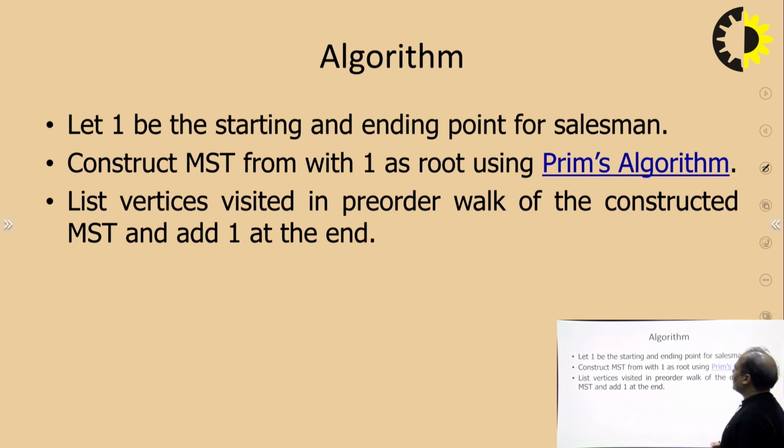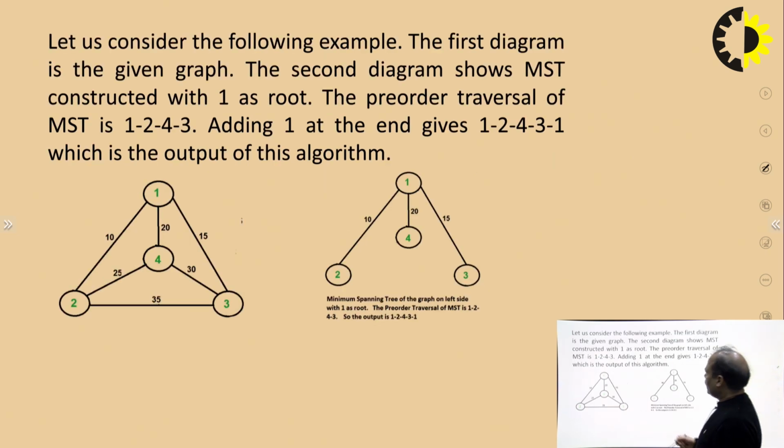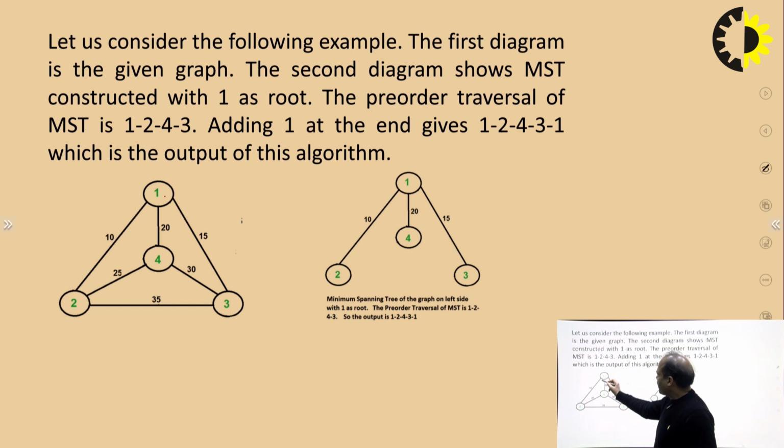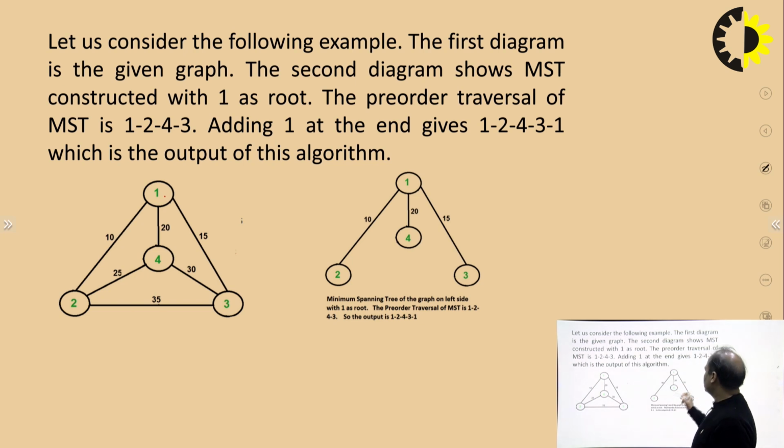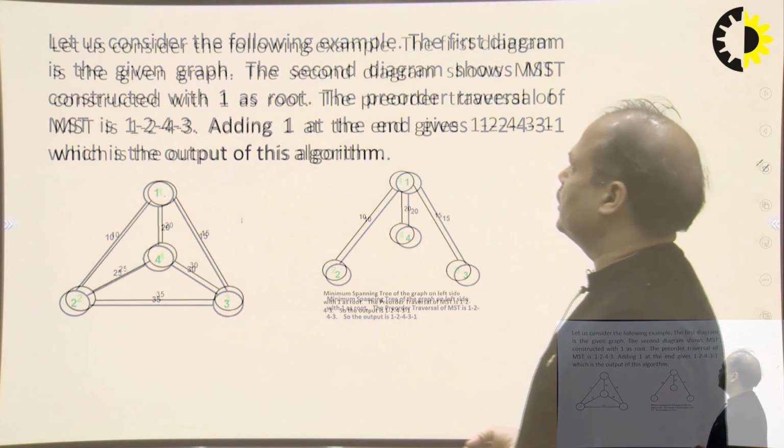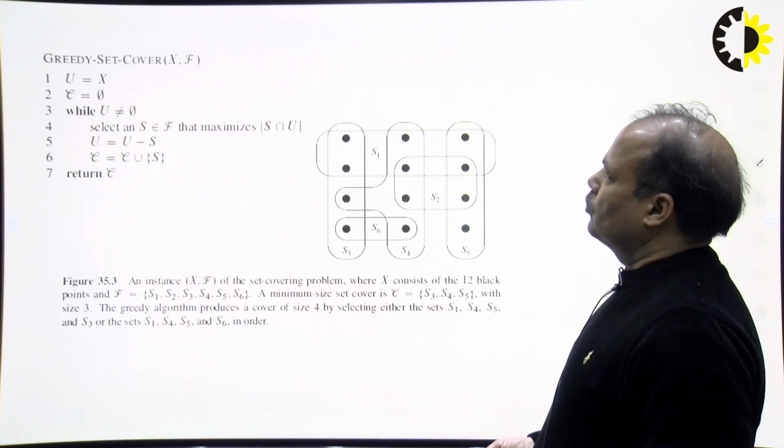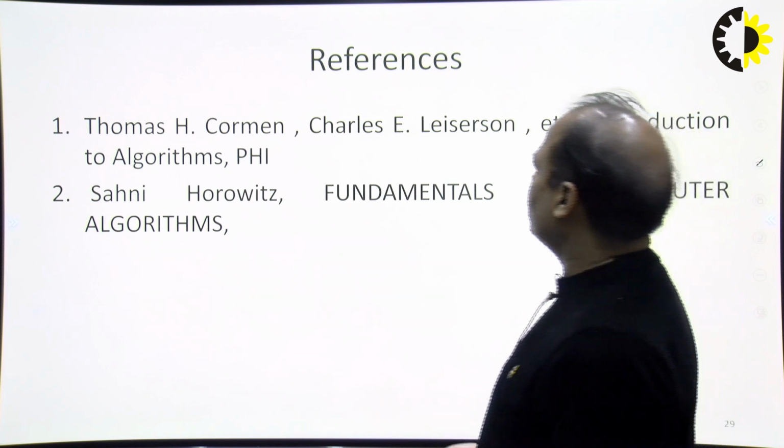So how to solve it? Use Prim's algorithm from vertex one, take a spanning tree using Prim's algorithm, and then take the in-order traversal. You will get the approximate solution of the TSP.